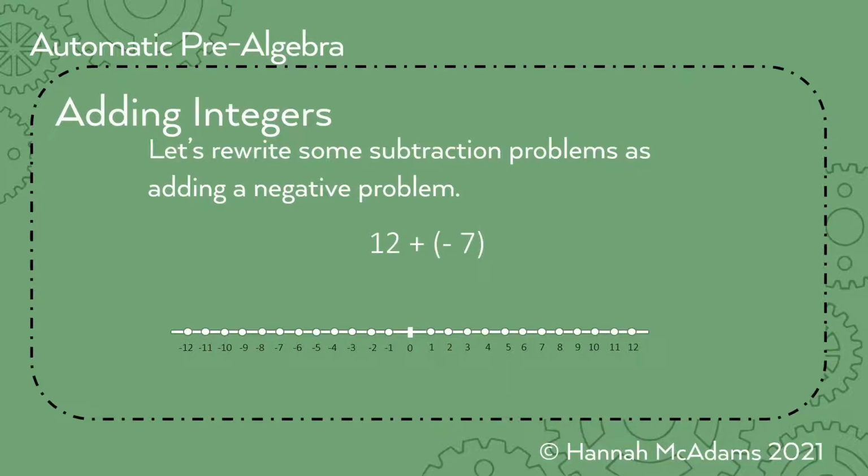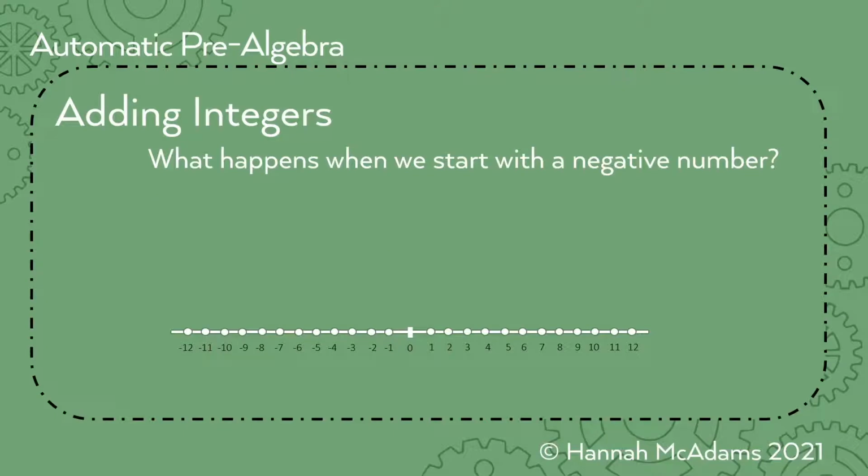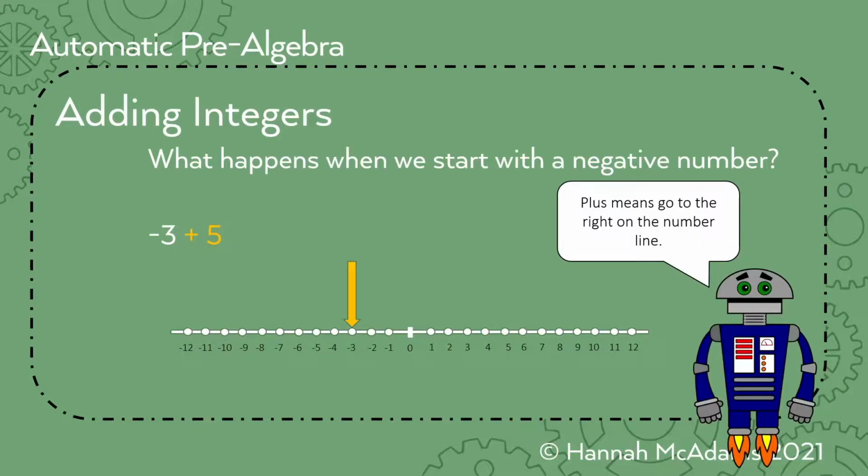What happens when we start with a negative number? Here we have negative 3. So we're going to be over on the left side of the 0 here, negative 3. And then we're adding 5. When we add a positive, we go to the right. So we're going to go 5 over. Plus means to go right on the number line.